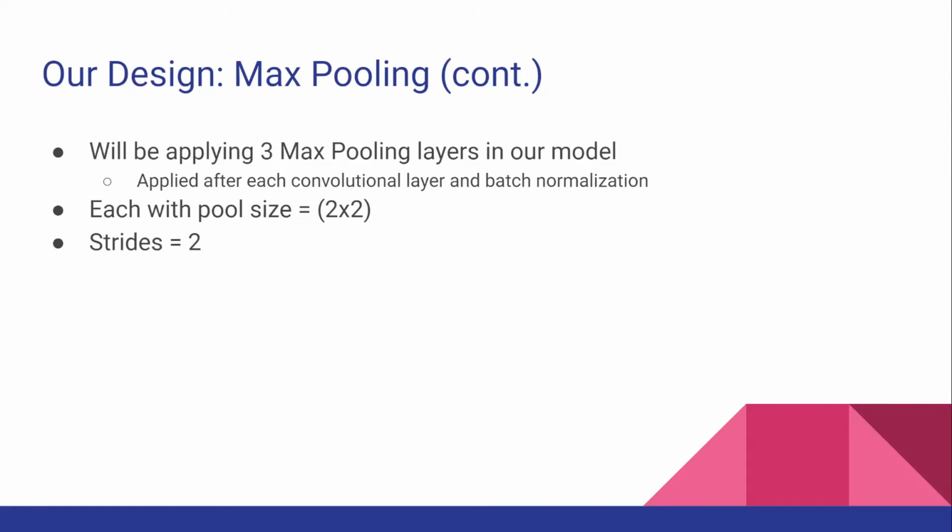In our model, we're going to be applying 3 max pooling layers throughout, and they're going to be applied after each convolutional layer and batch normalization. Each max pooling is going to have a pool size of 2x2, and they're going to have strides set to 2.